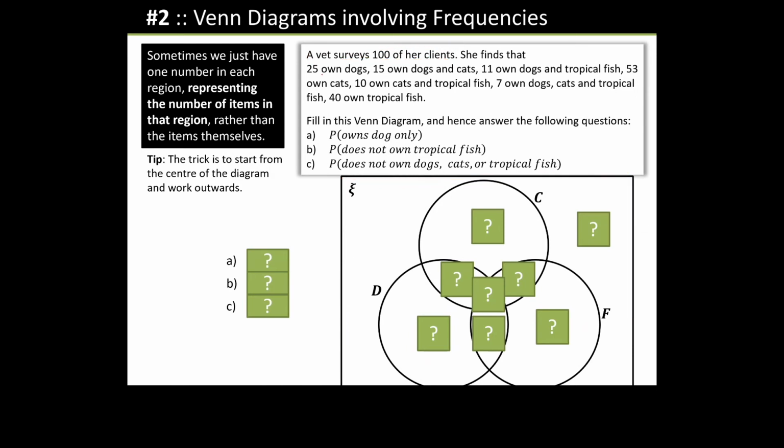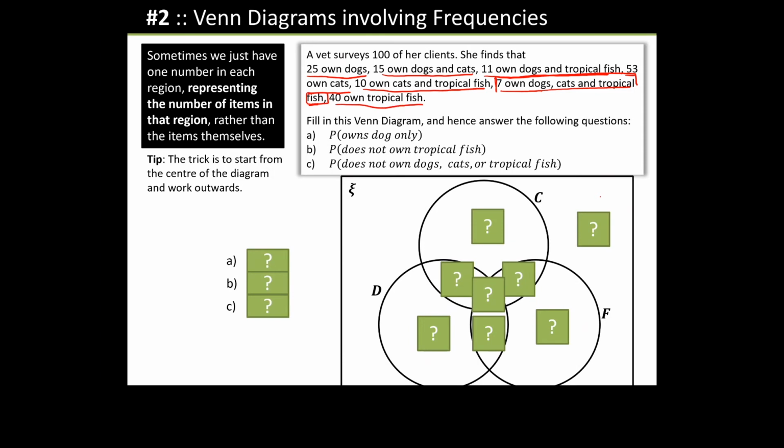Let's go and see what it says. 25 own dogs, 15 own dogs and cats, 11 own dogs and tropical fish, 53 own cats, 10 own cats and tropical fish, 7 own dogs, cats and tropical fish. Now this one's an interesting one, because 7 own dogs, cats and tropical fish, so they belong to 3 sets. And 40 own tropical fish.